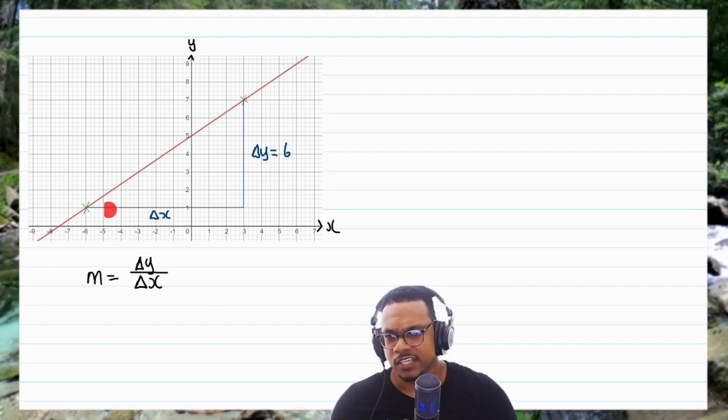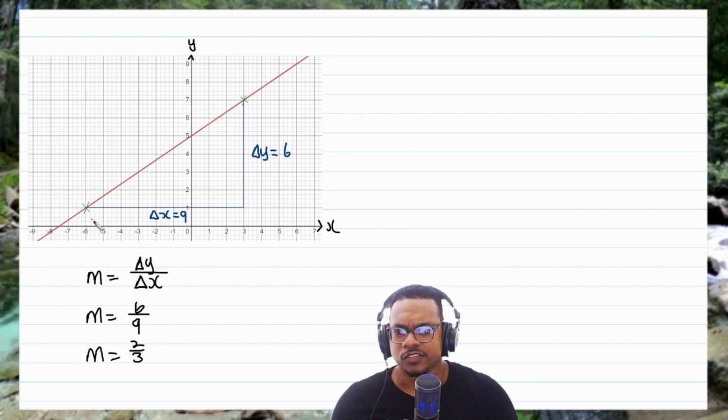Now if you look at the change in x, we can count the blocks, 1, 2, 3, 4, 5, 6, 7, 8, 9. So that means the change in x is 9. So I'll have gradient is equal to change in y, which is 6, over the change in x, which is 9, which can be broken down to 2/3. So the gradient of this line is 2/3.